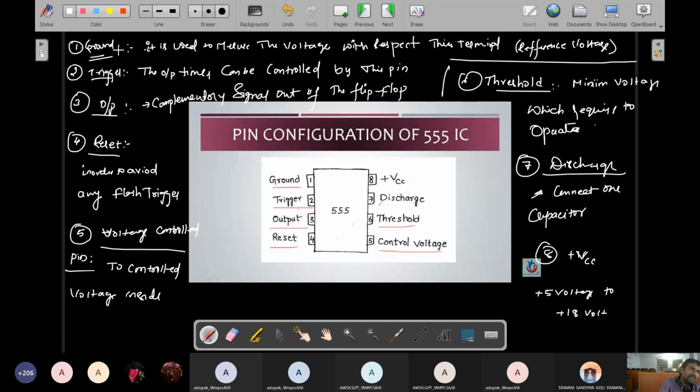The ground pin is used for reference voltage, and the trigger pin is used so that the output timer can be controlled. You will get the output in the third pin, and that output timer will be controlled by the trigger pin.